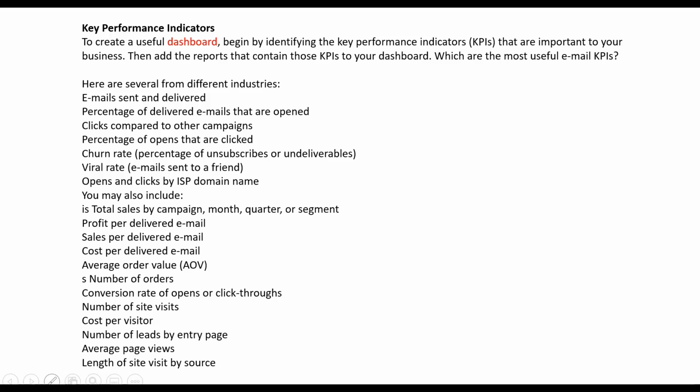Total sales by certain time periods, by the campaign, by the month, the quarter, the segment, whatever. Profit per email, sales per email, cost per email, average order value, number of orders, conversion rate of opens or click-throughs, number of site visits, cost per visitor, number of leads. You can see this all makes sense, right? By entry page, length of site visit by source, average page views.